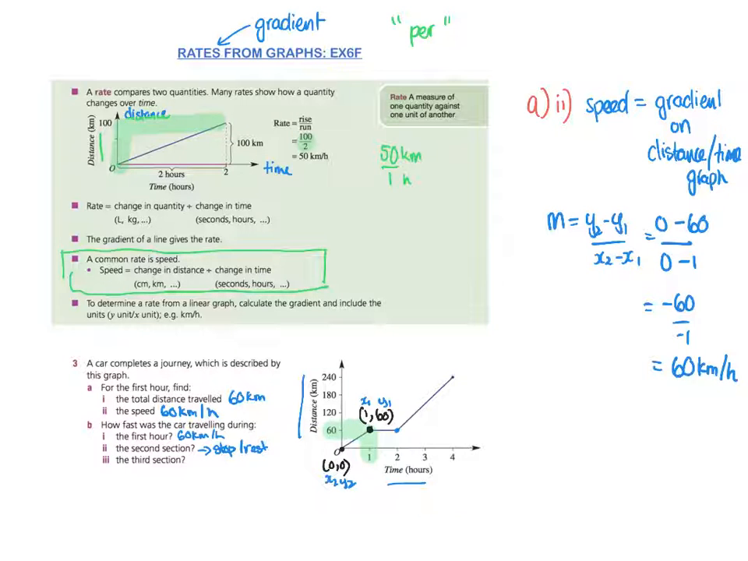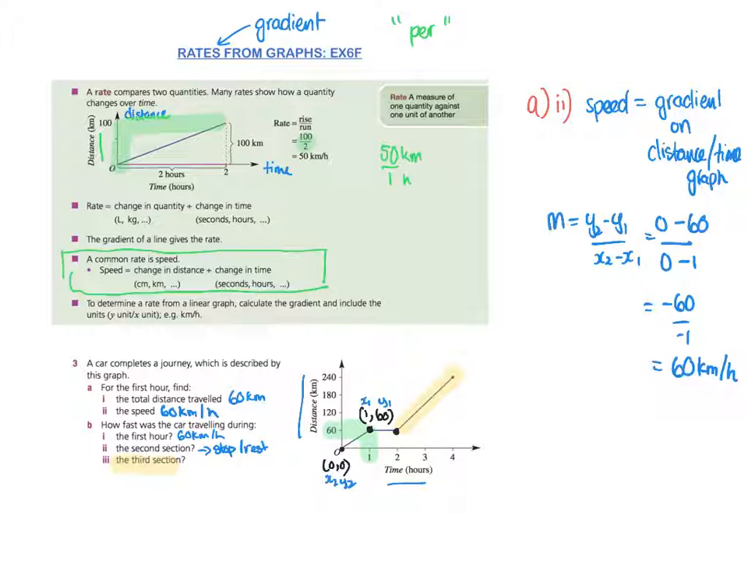In the third section, if we go to look at that one, here, this is the third section. If you have a look at that, does the line look a little bit steeper than the first one? Yeah. So do we think it will be a bigger gradient? Yeah. So therefore a faster speed. He's going faster. Let's just find out his speed, and we will just use our formula with our 2 points.